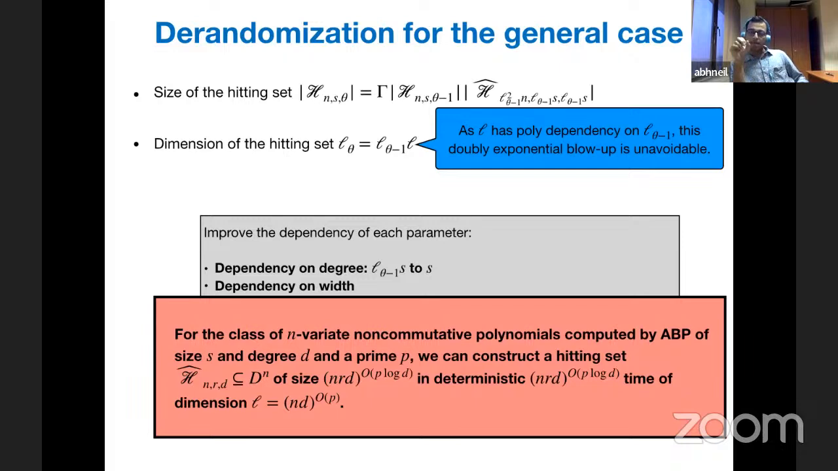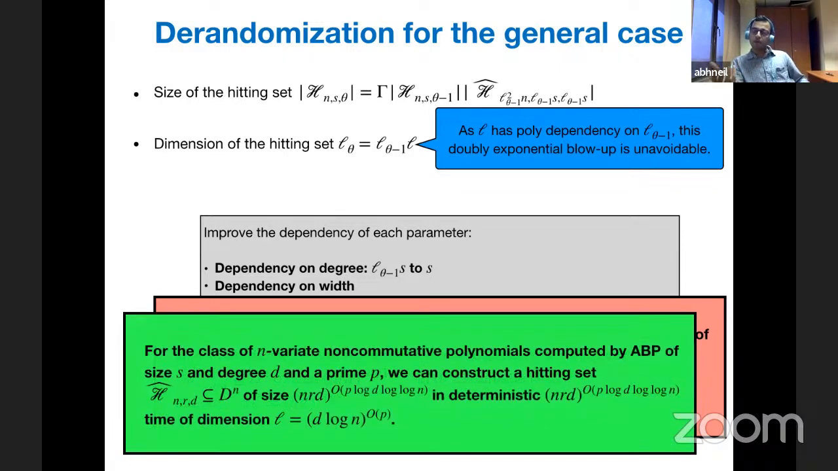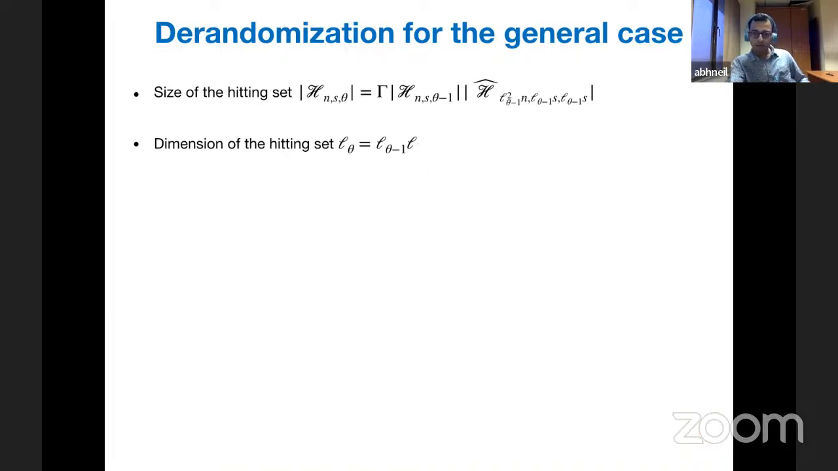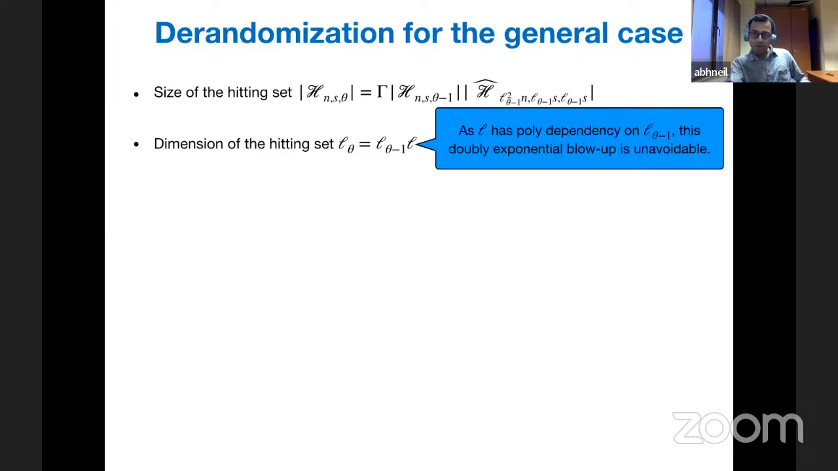Okay. Now finally, this L theta minus 1 square in the variable, we are not able to improve that. So there a simple trick worked: for the non-commutative case, we can use the bivariate trick, make the number of variables only 2, and that would increase the degree by only a log n factor. And surprisingly, that worked for us. So just doing that bivariate trick on the previous statement, it increased the hitting set size by a log n factor in the exponent. That doesn't matter for us for this quasi-polynomial bound on the hitting set. And interestingly, it improves the dimension from nd power order p to d log n power order p.